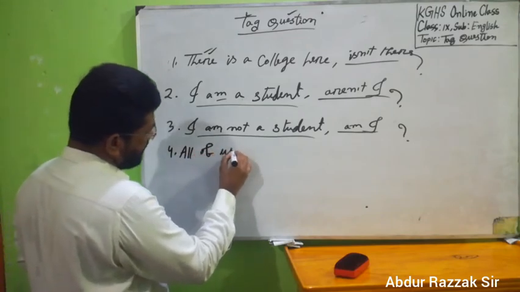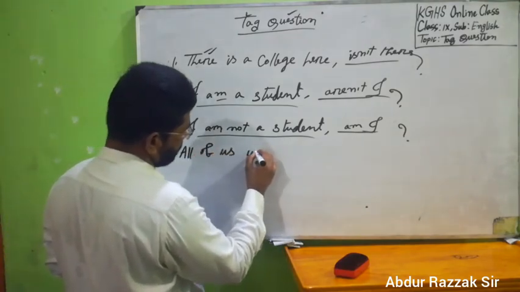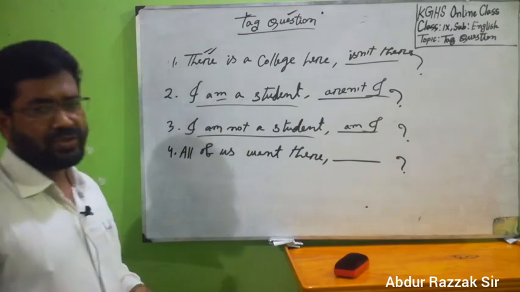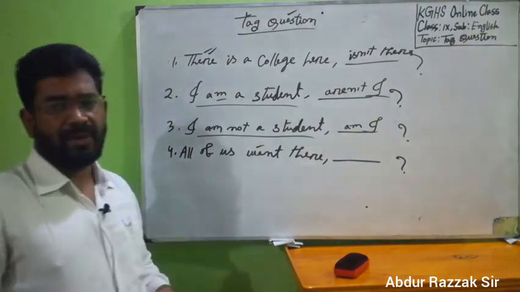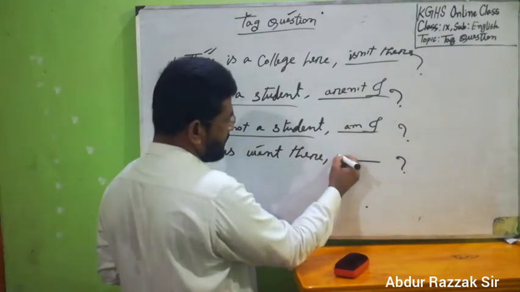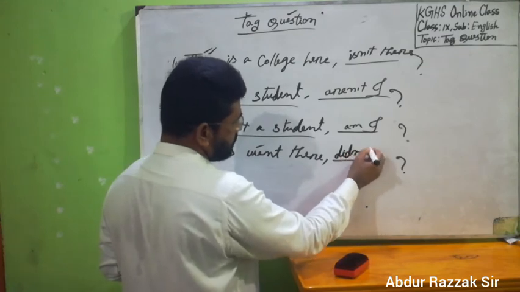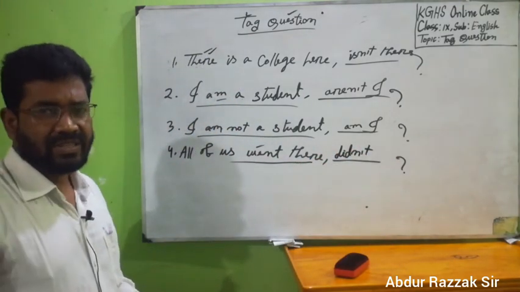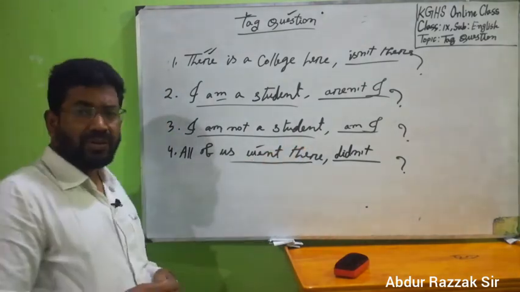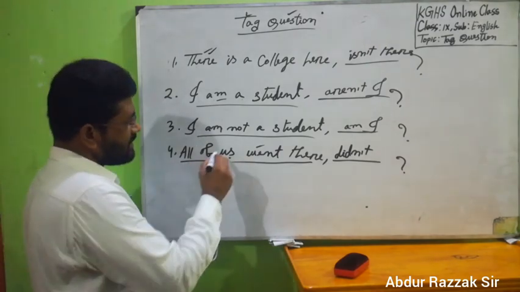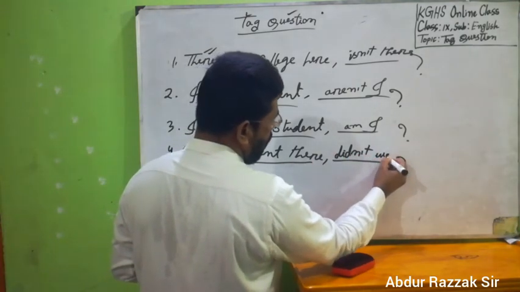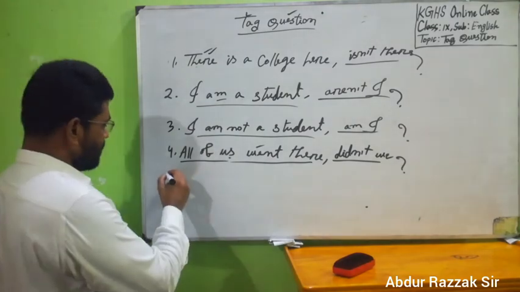All of us went there. Yes, students, this is past indefinite tense because the verb is in the past form. So we should use didn't to make the tag question, because this is an affirmative statement. So we have to make a negative tag. And what will be the subject of the tag question? As all of us is available in this sentence, we should use we. Didn't we? Let's see another example.